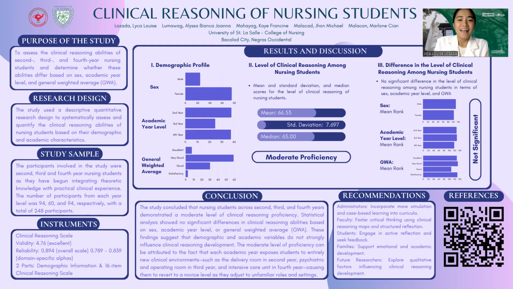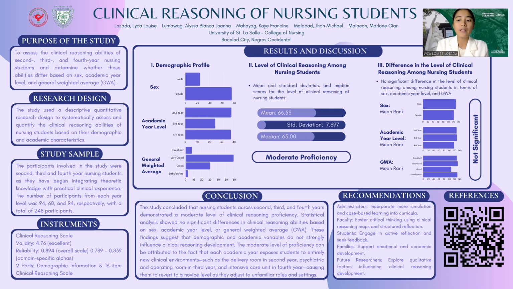And for our conclusion, the study concluded that nursing students across second, third, and fourth years demonstrated a moderate level of clinical reasoning proficiency. Statistical analysis showed no significant differences in clinical reasoning abilities based on sex, academic year level, or general weighted average. These findings suggest that demographic and academic variables do not strongly influence clinical reasoning development.